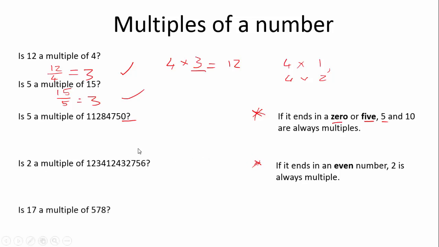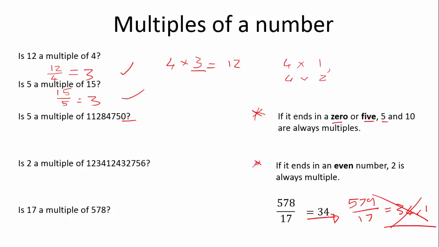Is 578 a multiple of 17? The only way to figure this out is go 578 divided by 17, and we find that it gives us a whole number. If we said 579 divided by 17, we would get 34, remainder 1, and that is not a whole number, so it would not be a multiple of 17. So we know that if we went 17 times 34, that would give us 578. So it is a multiple, yes. So these answers are yes.